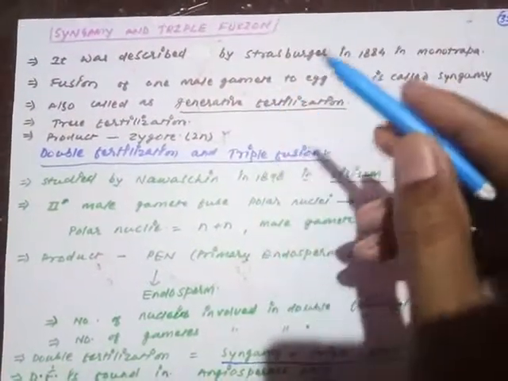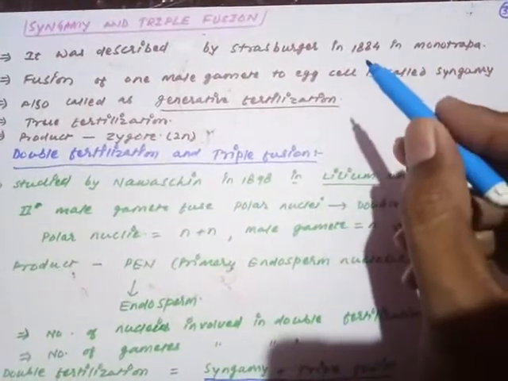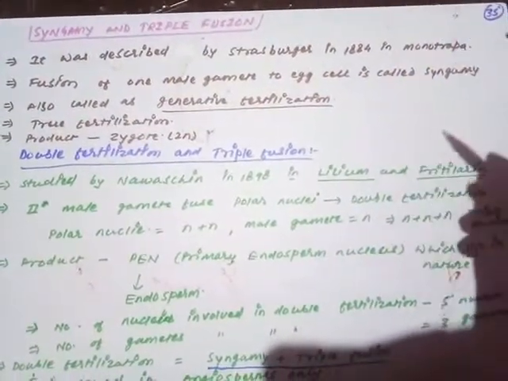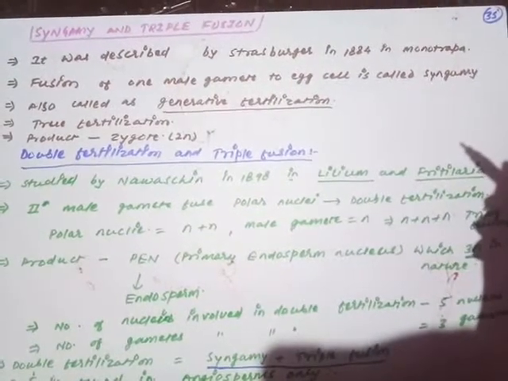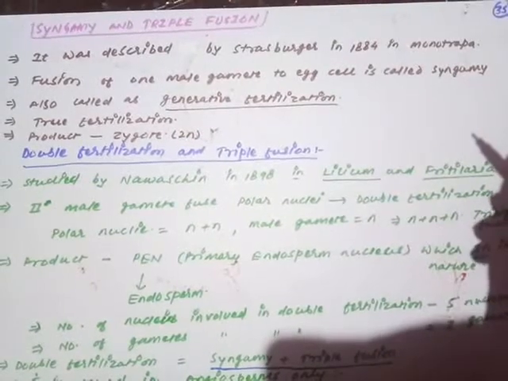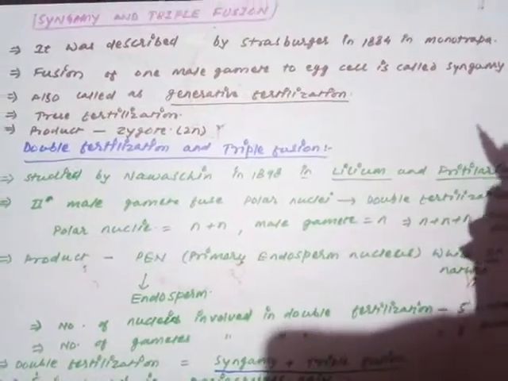So the first time fertilization in plants was reported by Strasburger in 1884 in Monotropa. That is a very important question for the NEET examination. Many times it has been asked who reported fertilization for the first time. So it was Strasburger who reported the fertilization in Monotropa in 1884.